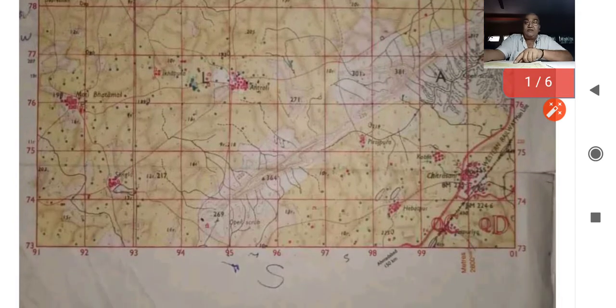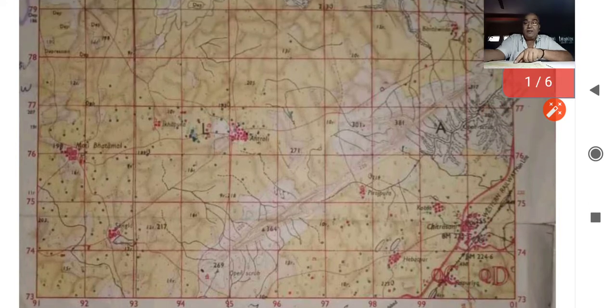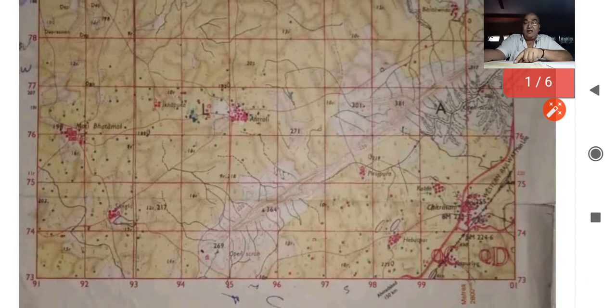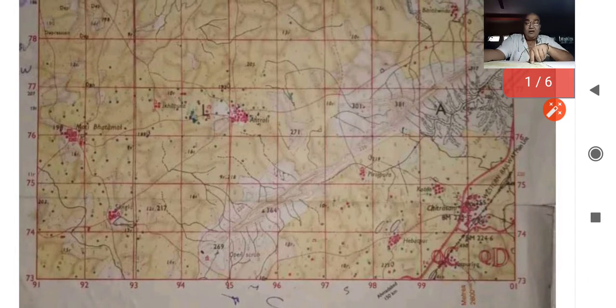Towards the east there are 10 squares in the length and 6 squares in the breadth. So 10 into 6 equals 60 kilometer square will be the area in the east. And in the west of easting 95 there are 10 squares in the length and 4 squares in the breadth. So the area will be 40 kilometer square.